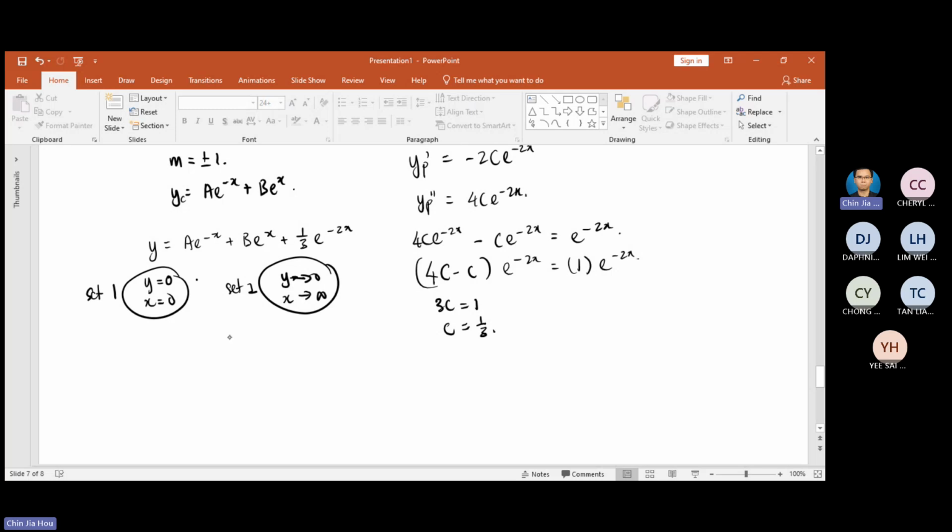Set 1 is easy. If you plug set 1 into the y here, you get 0 equals, e to the power of 0 we get 1, as you can see, right? So 0 equals a plus b plus 1 over 3. This is coming from set 1.